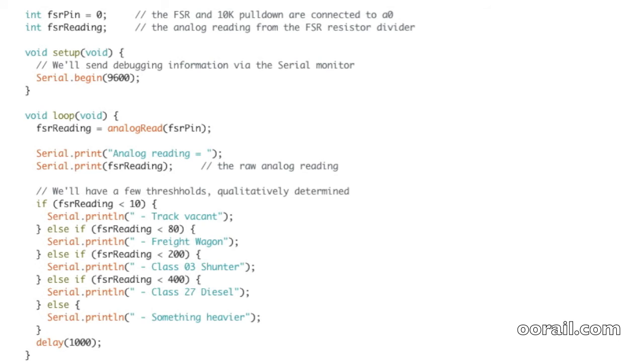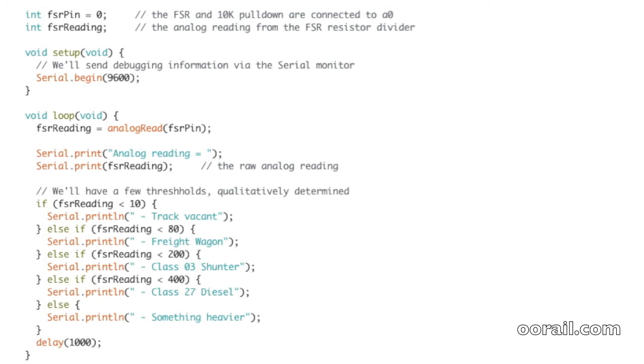So the final function, which is the loop, does the main piece of the code. The first thing it does is an analog read on the FSR pin. So it's doing an analog read on pin 0, and it's just assigning that value to the FSR reading variable. Then the next thing it does is a serial print out to the serial monitor saying analog reading equals, and then the next line, Serial.print FSR reading, is basically outputting the value it just stored from the analog read above.